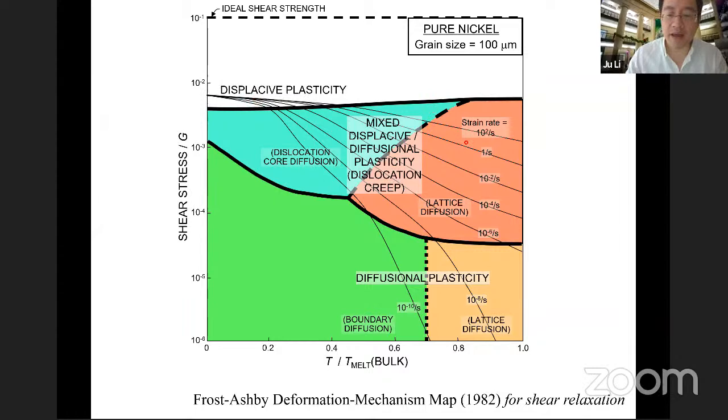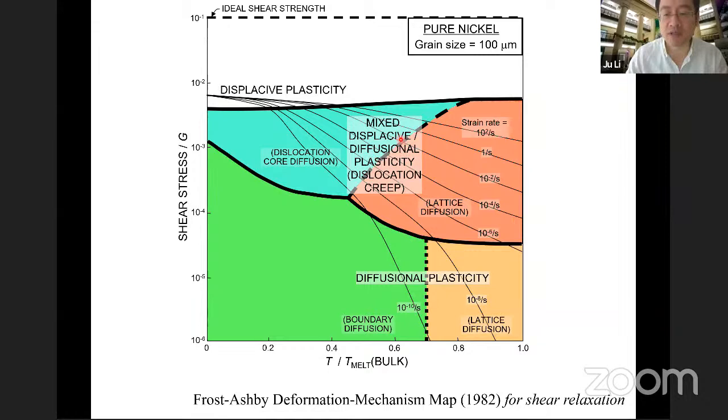But then at high temperature, you have the Coble creep, you have the Nabarro-Herring creep. And then in the middle, you have these hybrid diffusive-displacive processes, power law creep, where most of the strain is given by dislocation glide, but the rate is controlled by dislocations overcoming some obstacles, recovery by diffusive process.